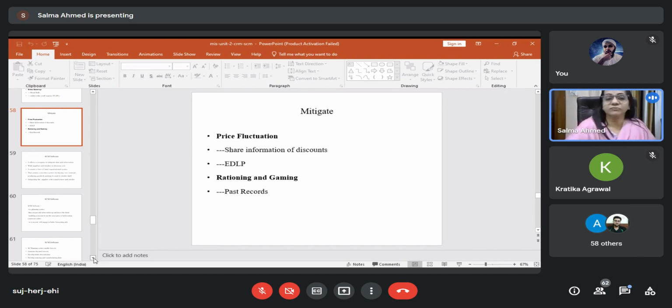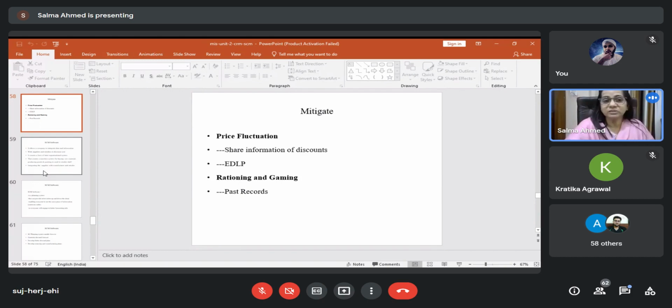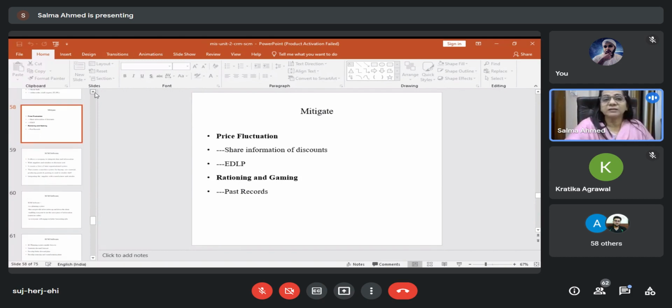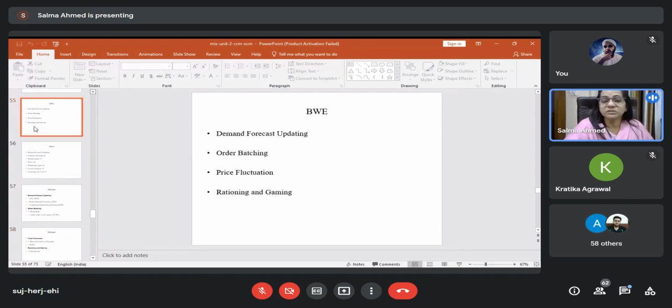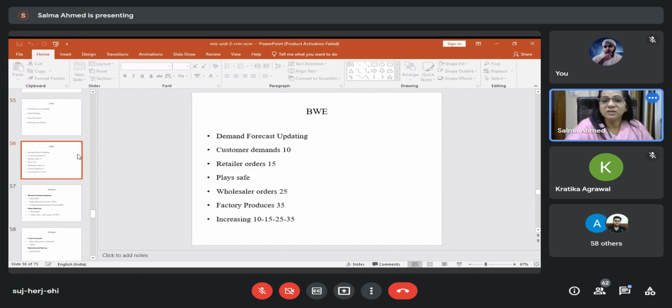What has been the past record of demand, and accordingly work. So these are the four causes. And how do we mitigate also, we have discussed. So there are behavioral causes and operational causes. The major causes are demand forecast updating, order batching, price fluctuation, and rationing and gaming.